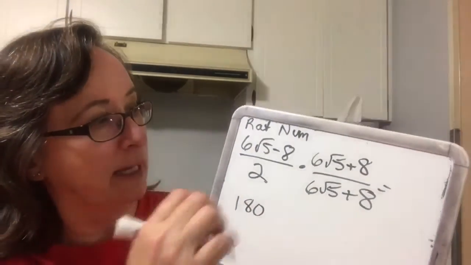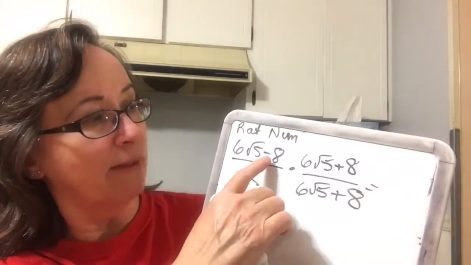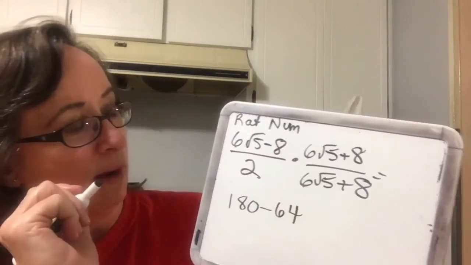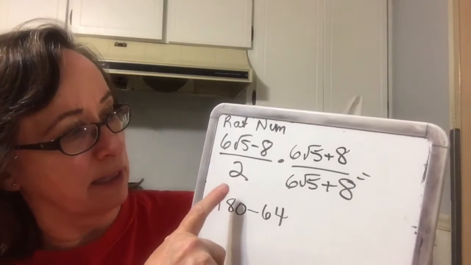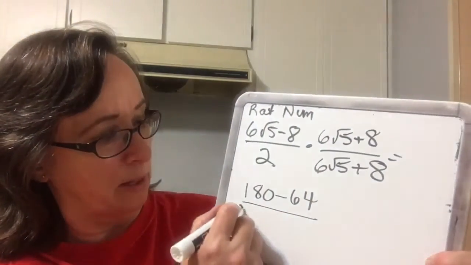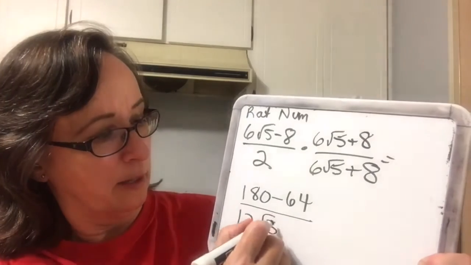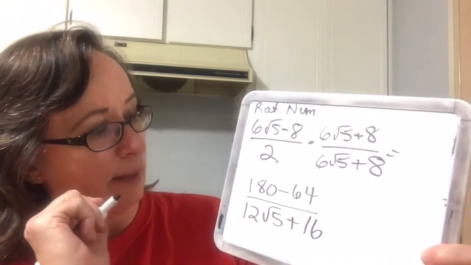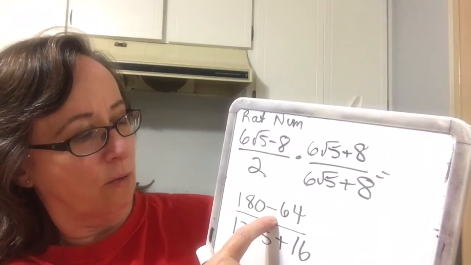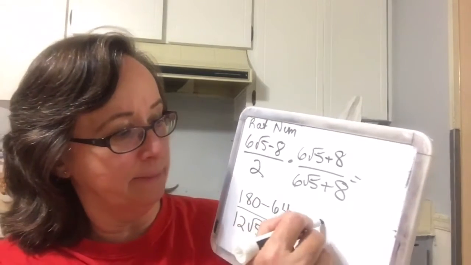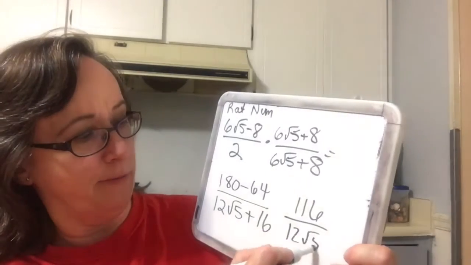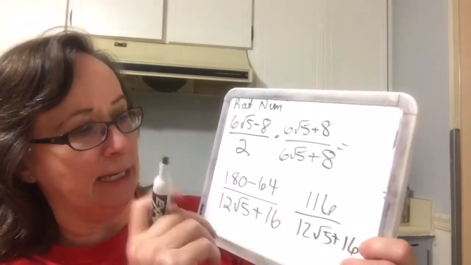Okay, and then we're going to have minus the last term squared. All right, and then the denominator is going to be 2 times 6 square root of 5, which is 12 square root of 5, plus 16. Okay, so the numerator is now going to be 116 over 12 square root of 5 plus 16.